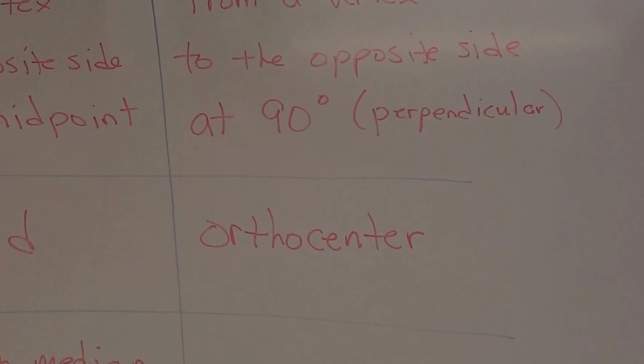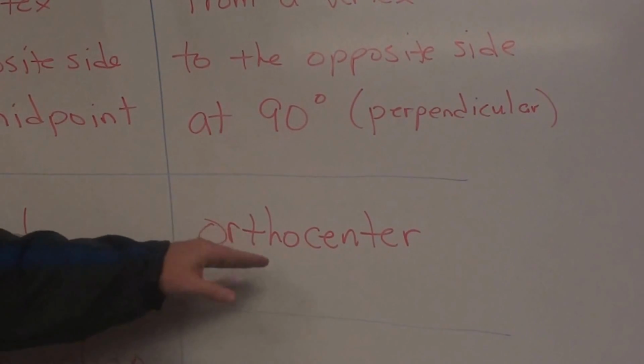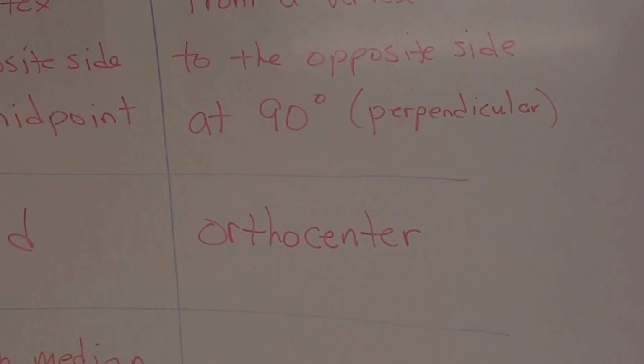And I told you on Wednesday when we were taking notes that we're going to have these 4 points of concurrency. You got circumcenter and incenter down. We spent a couple days on it. Now we're going to mess you up a little bit. We're going to throw a couple more at you. Centroid is where the medians meet. The orthocenter is where the altitudes meet.